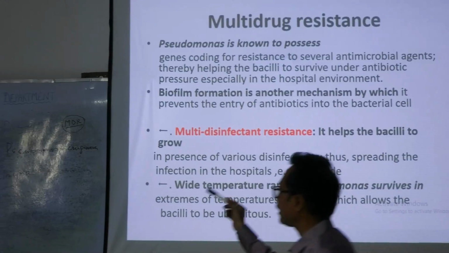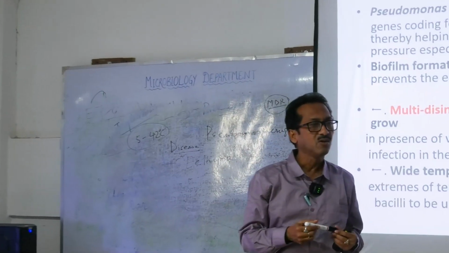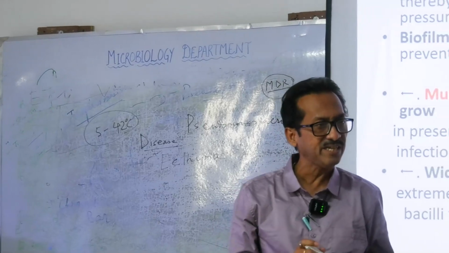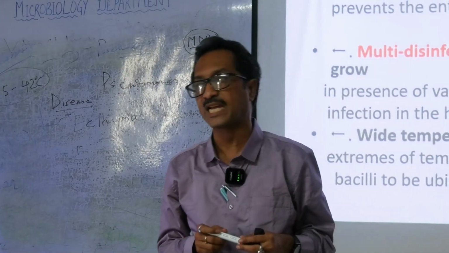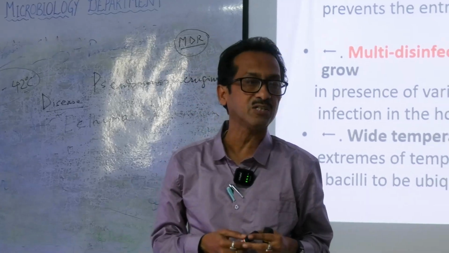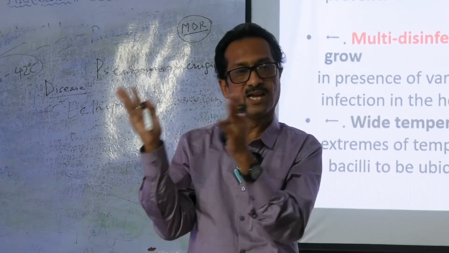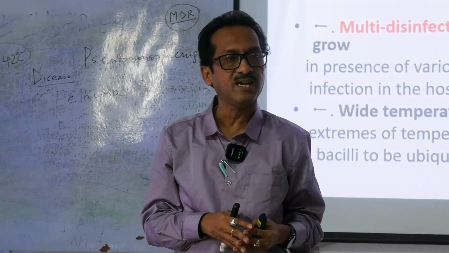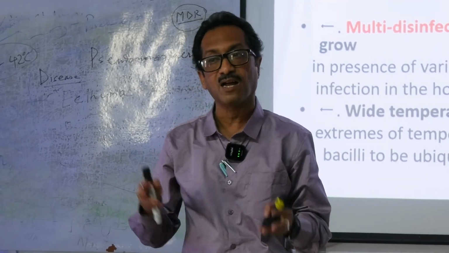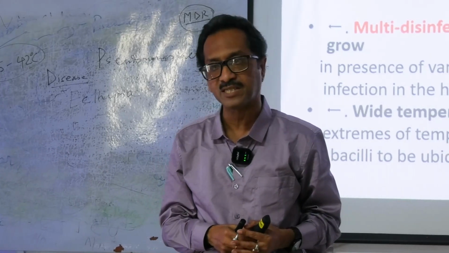I will read again from what I wrote. Diseases caused: one is infection in burn patients, which will have a bluish green pus. The second is that it can cause any hospital acquired infection like ventilator associated pneumonia or hospital acquired pneumonia. It can cause necrotizing pneumonia in cystic fibrosis.